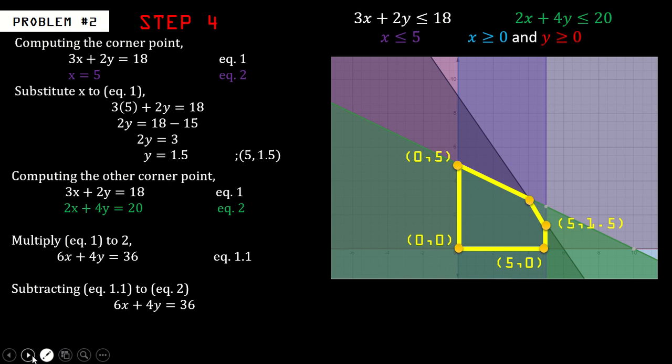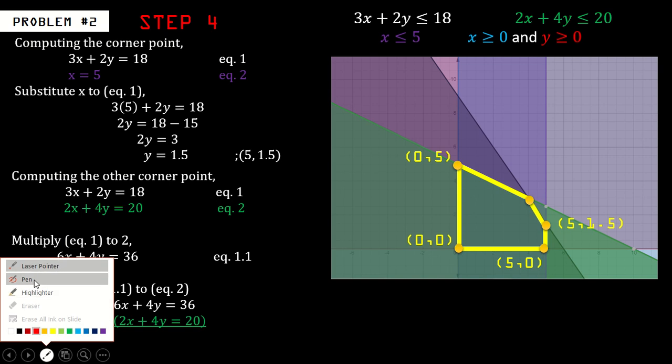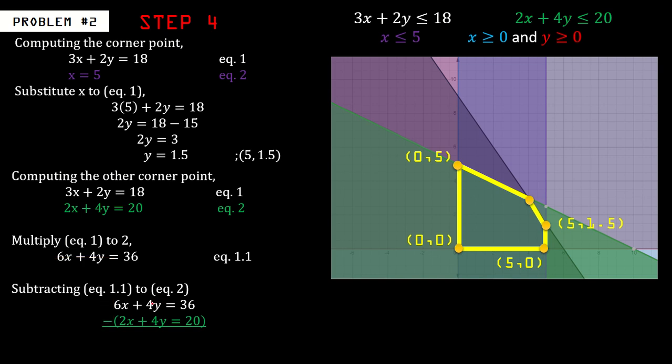So we'll have 6x plus 4y equals 36, and then minus 2x plus 4y is equal to 20. 6x minus 2x is 4x, and 4y minus 4y is 0, so let's just cancel this one. So 4x, and then 36 minus 20 is 16. So 4x equals 16. Dividing both sides by 4, x is equal to 4.